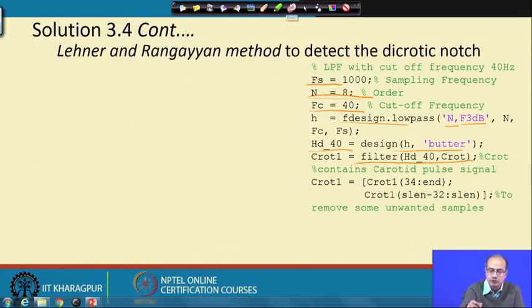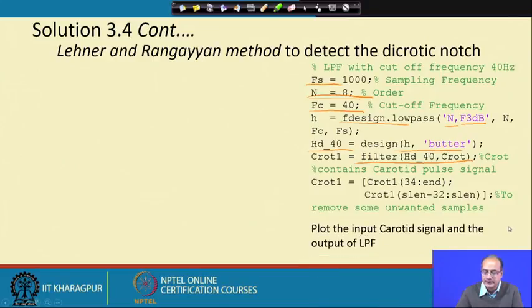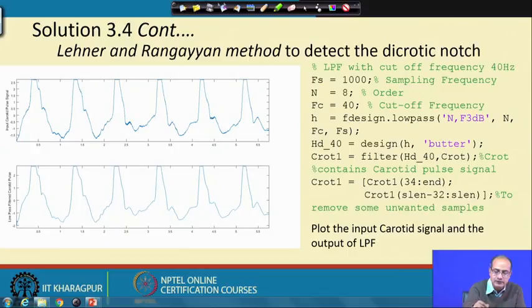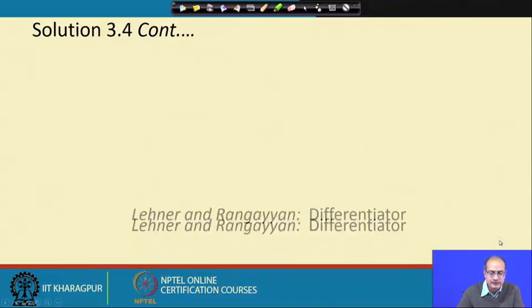So, we are removing some initial part which is having the transient, and then we go for the plot of the signal. Okay. So, after the Butterworth low pass filter, the noises present earlier which were visible here are removed. That is a good thing, that we could get rid of those noises. So, that is the first task.